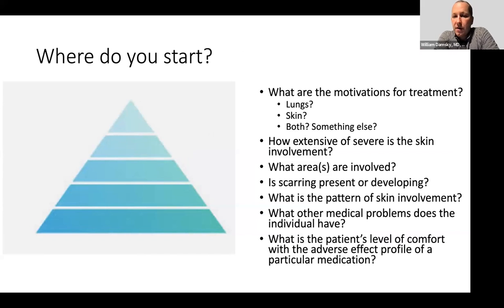And so again, what are the motivations for treatment? Are we treating the lungs? Are we treating the skin? Are we treating both? Are we treating something else? How extensive or severe is the skin involvement? What areas are involved? The upper arm may be different from the nose. Is scarring present or developing? What's the pattern of skin involvement? What other medical problems does the individual patient have, if any? And what's the patient's level of comfort with the adverse effect profile of a particular medication?